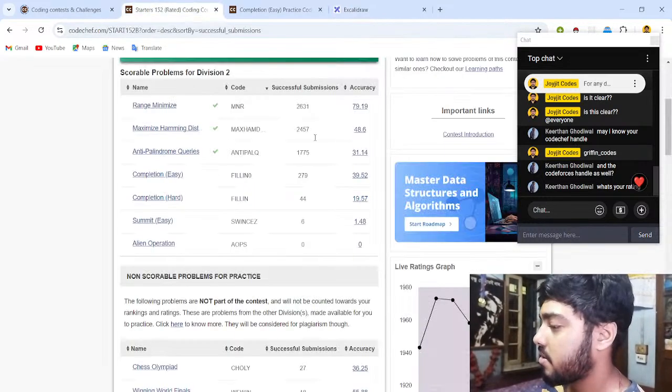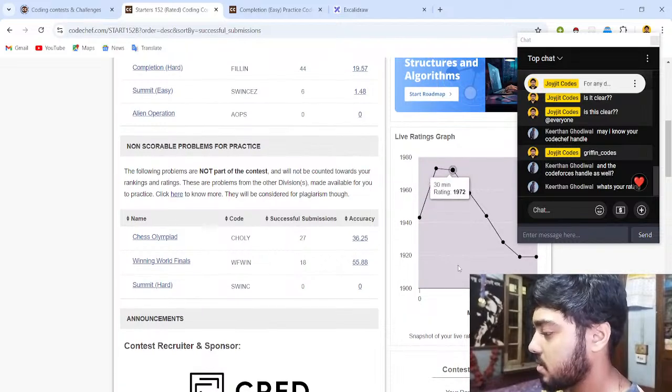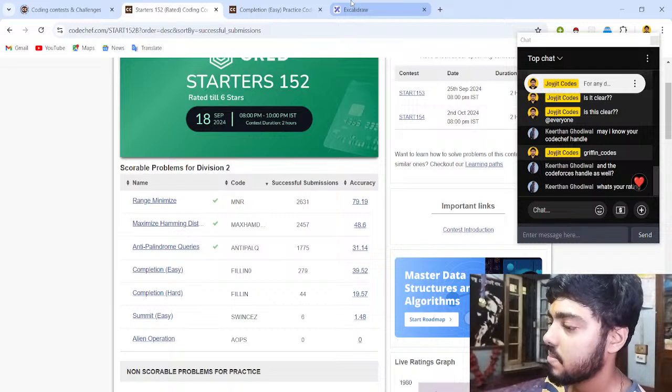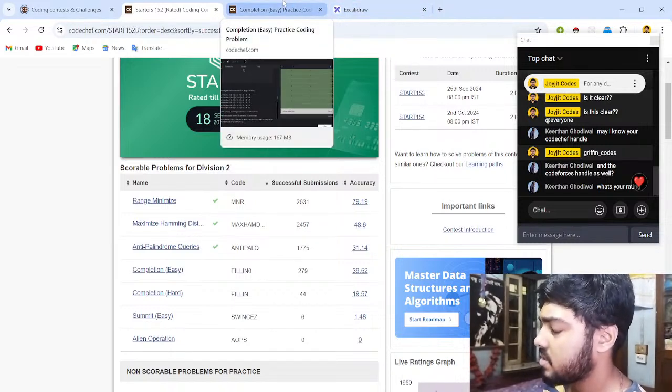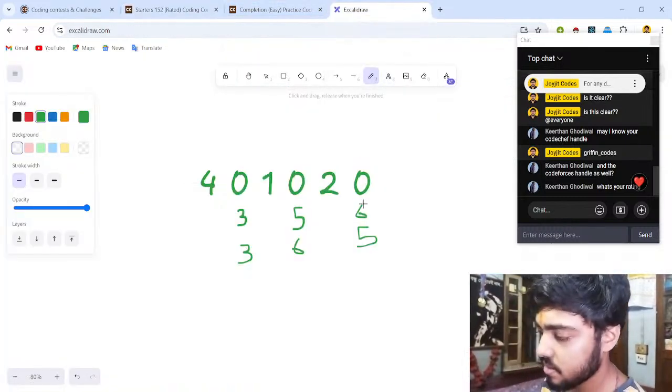What's your rating? On Codechef, I'm just not that good. You can see that. It's 1919. But the other account, I think it's 196 something, 1960 or something like that.